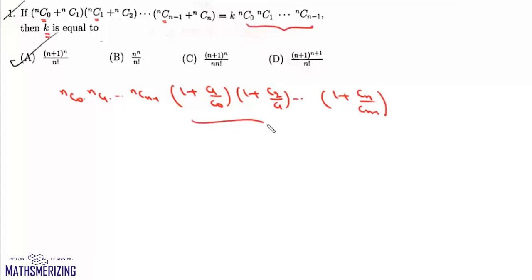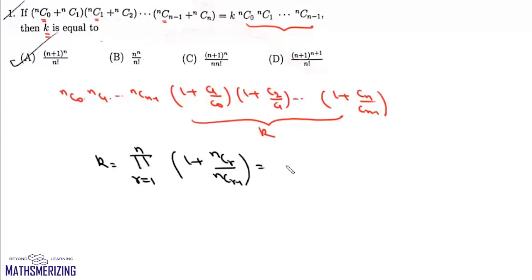Now we compare it with the right hand side. That means this is your K. Now we can write this K as this product, R varies from 1 to n, 1 plus NCR upon NCR minus 1. Now we can write this as this product from 1 to n, and 1 plus NCR upon NCR minus 1 is n minus R plus 1 upon R.